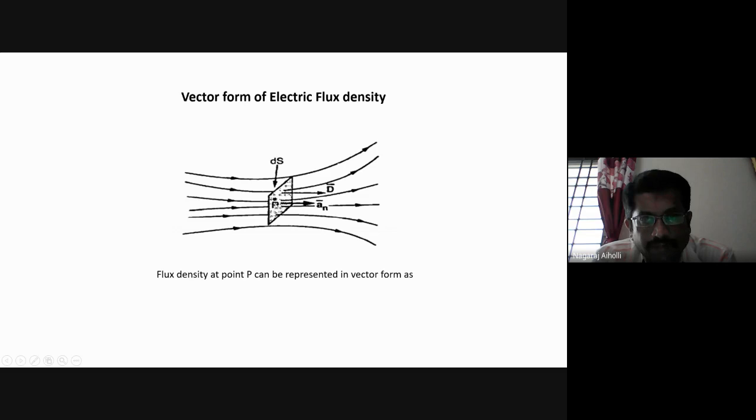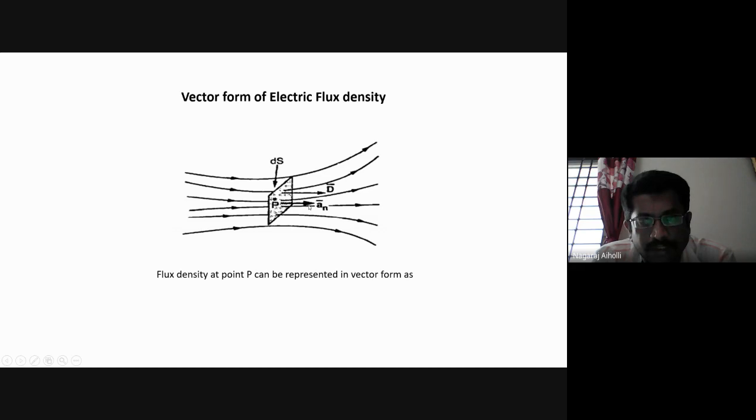If we want to find the electric flux density at the point P, what are the factors that we have to consider? Let us look into them. This is our surface ds, written here as ds. Then this is D bar, which is nothing but the electric flux density passing through the surface here.